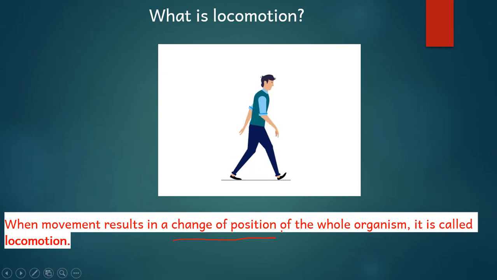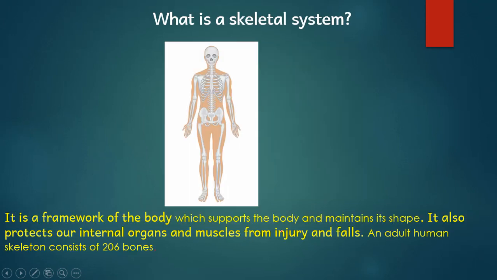Right? So here the answer to this question is, it is a coordination between your skeletal system and your muscular system. When your skeletal system and muscular system work together, only then will you be able to move from one place to another, or any organism will be able to move from one place to another. So basically, movement is because of coordination between your skeletal system and your muscular system.